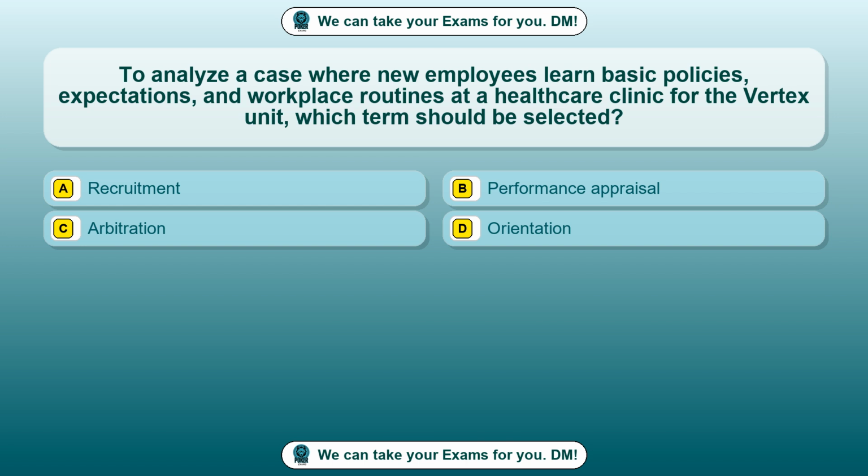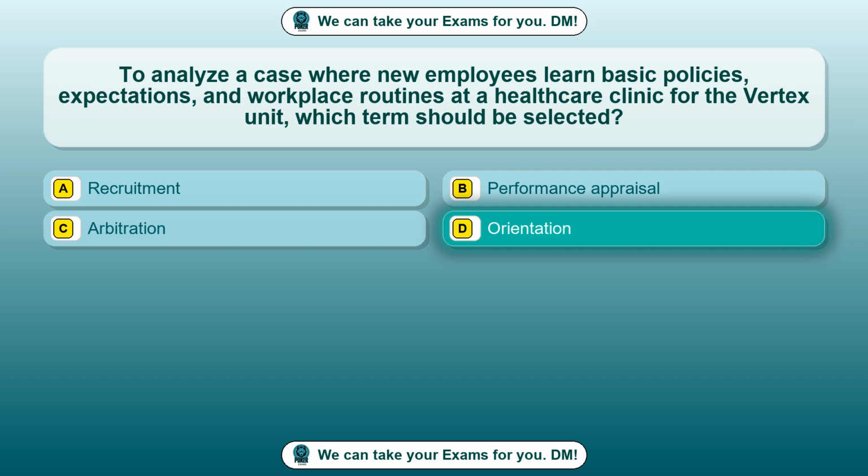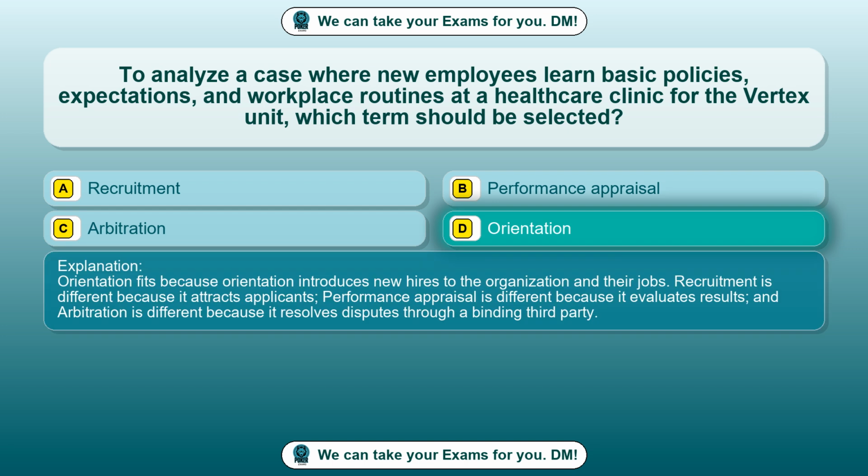Question 17. To analyze a case where new employees learn basic policies, expectations, and workplace routines at a healthcare clinic for the Vertex unit, which term should be selected? Option A, recruitment. Option B, performance appraisal. Option C, arbitration. Option D, orientation. The correct answer is option D, orientation. Orientation fits because orientation introduces new hires to the organization and their jobs.